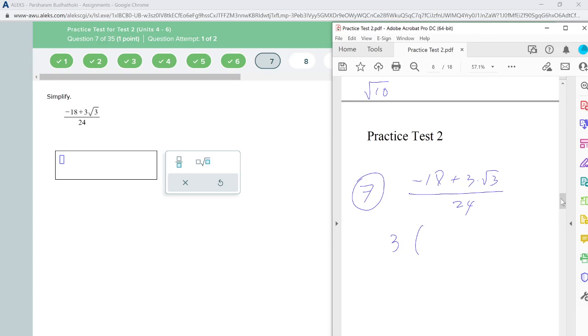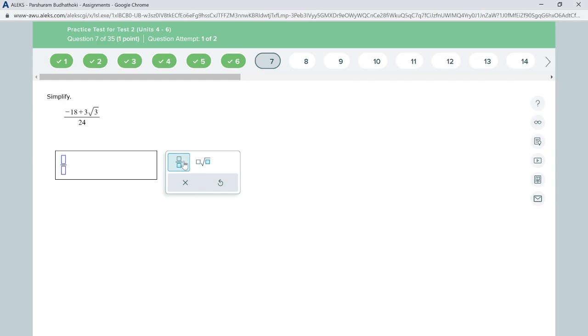If you factor out 3, then you see that from the first term there will be negative 6 left over, because 3 times negative 6 is negative 18. And from the second term, because this 3 is gone outside, the leftover is square root of 3. And 24 is actually 3 times 8. I'm writing it as 3 times 8 so that I can cancel this common factor. So this is the simplified form. Okay, so the answer is negative 6 plus square root of 3, divided by 8. That's the simplification.